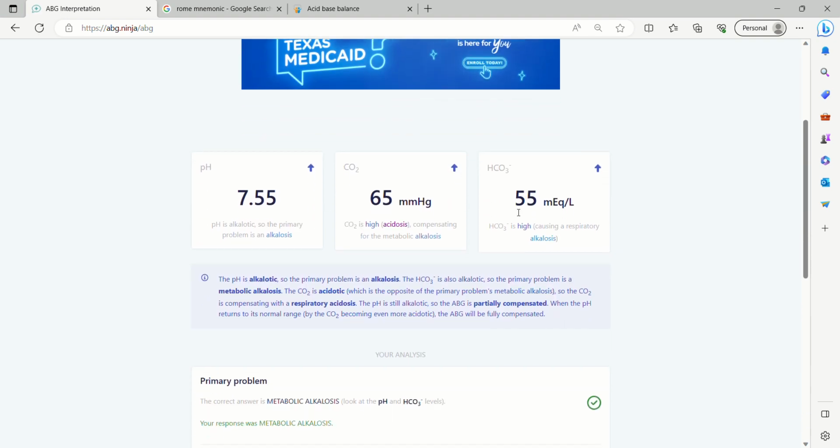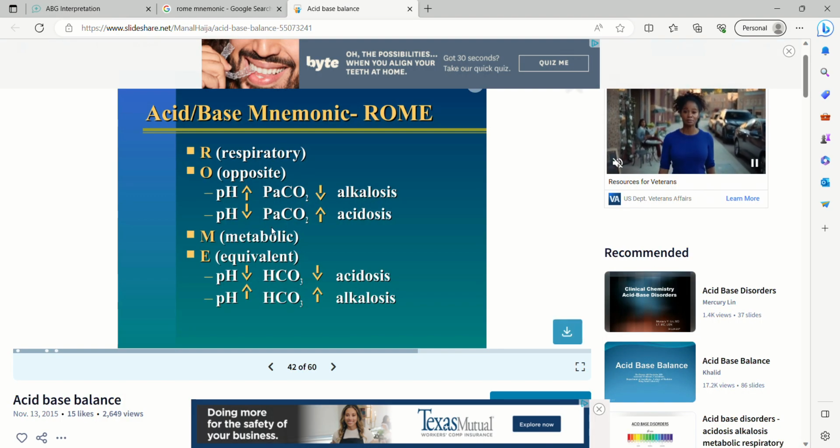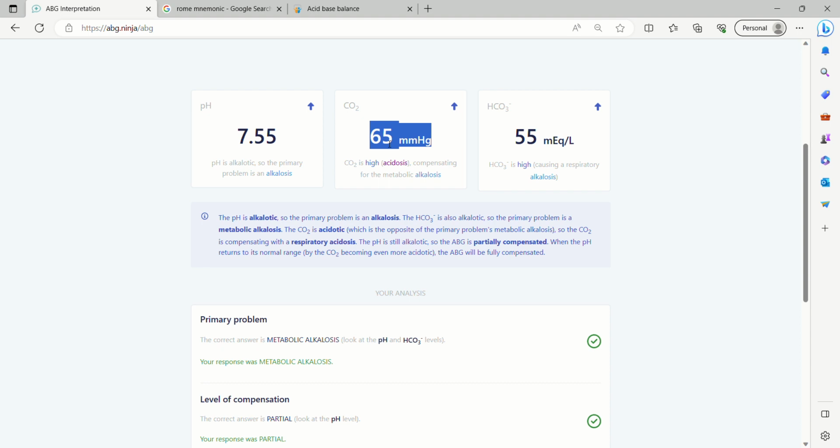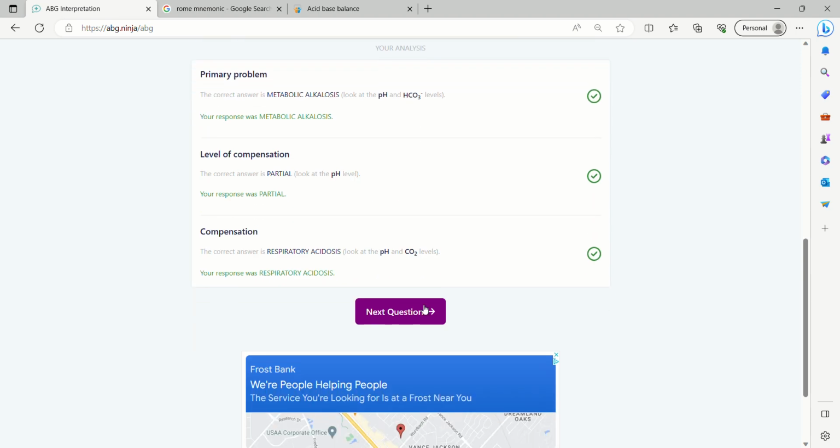So again, using your acronym, using ROME, go to your acronym, metabolic equivalent: pH is high, bicarb is high. So you get these numbers, right? pH high, bicarb is high, so you know it's a metabolic problem. CO2 is super high, so that means we are retaining that CO2, trying to give us an acidotic state to drop this down to normal limits.